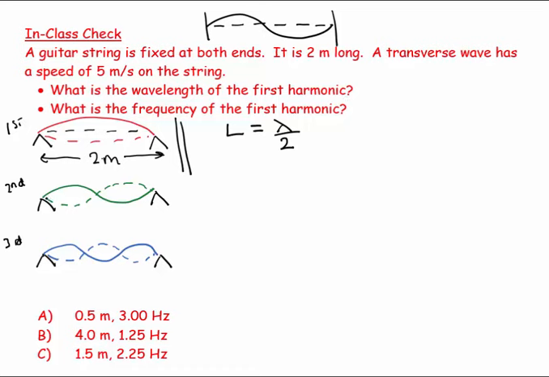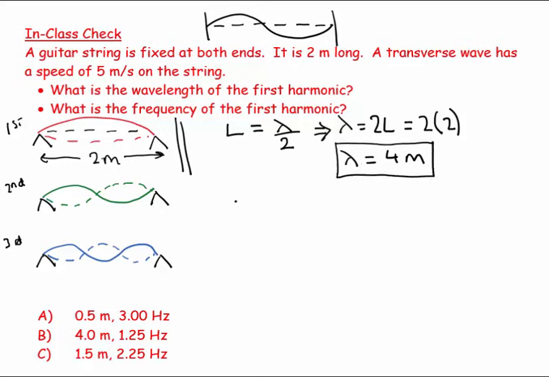In this case here, we're not going to continue with this, but that looks to me like a whole wavelength. And in this case here, that looks to me like a wavelength and a half. But we're talking about the first harmonic, so we're interested in this example. So this gives me that my wavelength is equal to 2 times L, which equals 2 times 2. So my wavelength is equal to 4 meters. So there's my first answer.